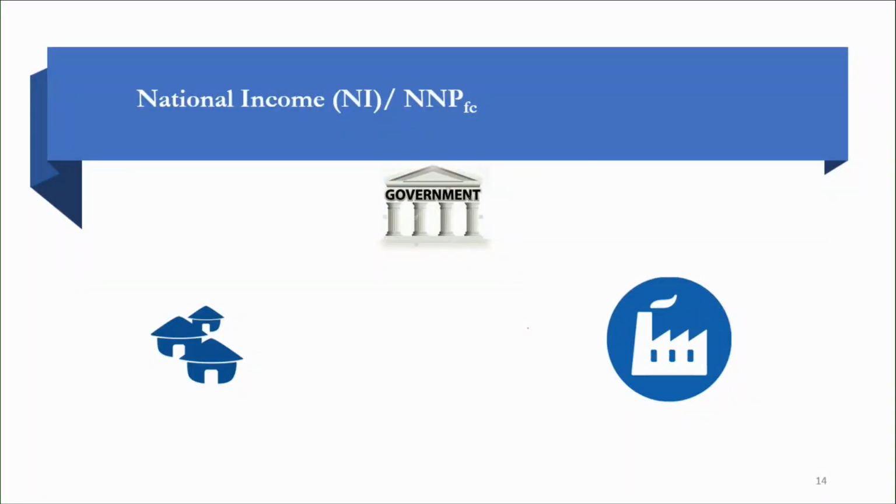Now let's look at the other most important income measure, that is NNP at factor cost. NNP at factor cost stands for net national product at factor cost. Here I am going to define two important terms, factor cost and market price. And this NNP at factor cost is also very popularly referred to as national income.